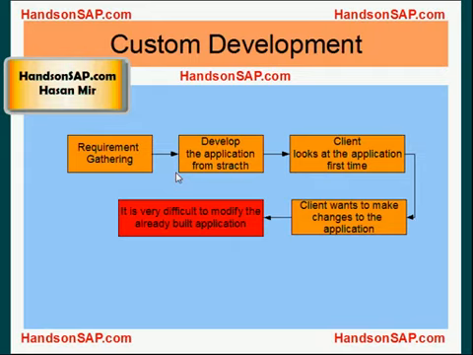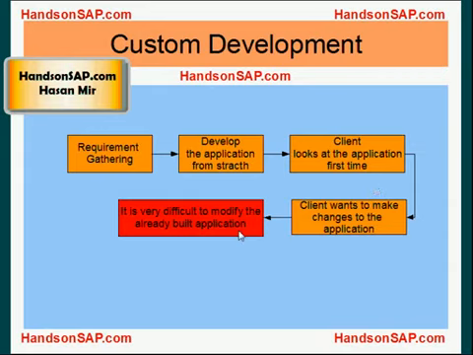First of all, requirements are gathered, and then you develop the application from scratch based on these requirements. Then the client looks at the application for the first time. Once the application is developed, the department would be looking at it. Now once the client looks at the application, they want to have more changes, because they really don't know what they want unless they see the product. So it's very difficult to modify the already built application.